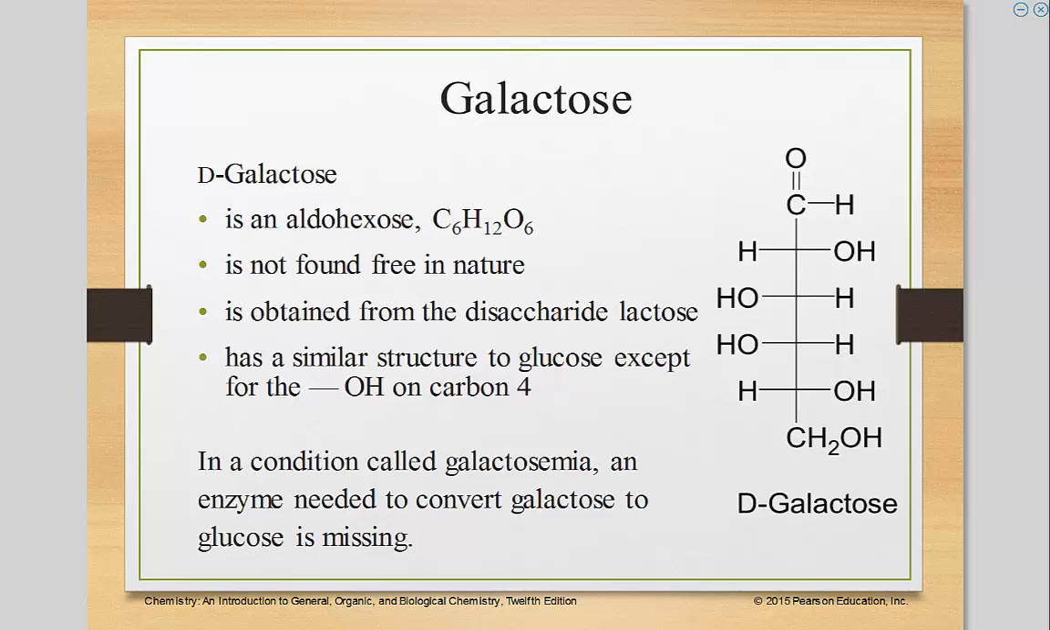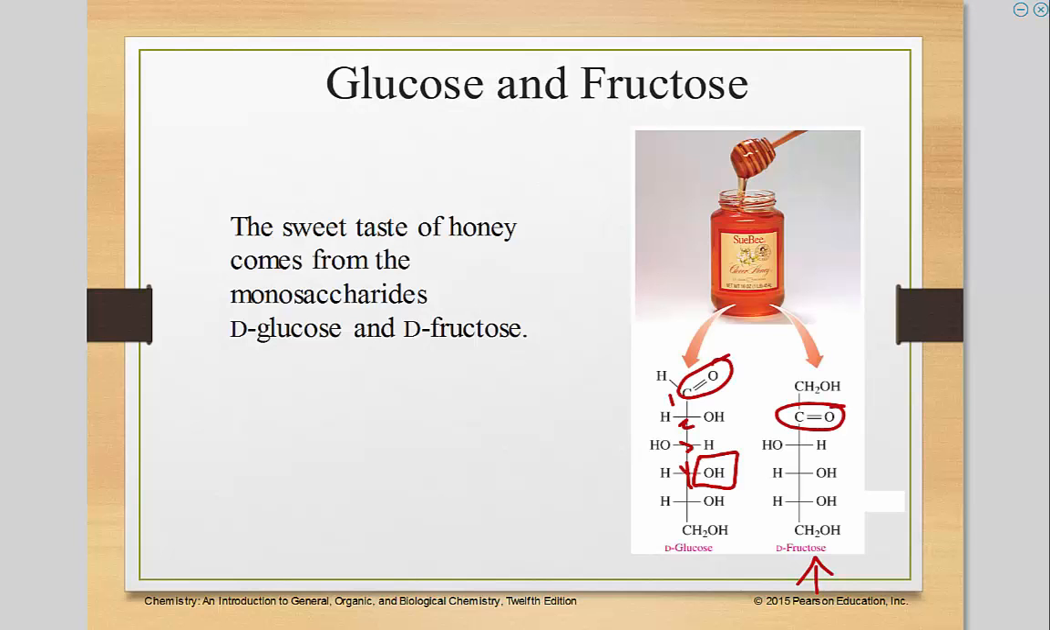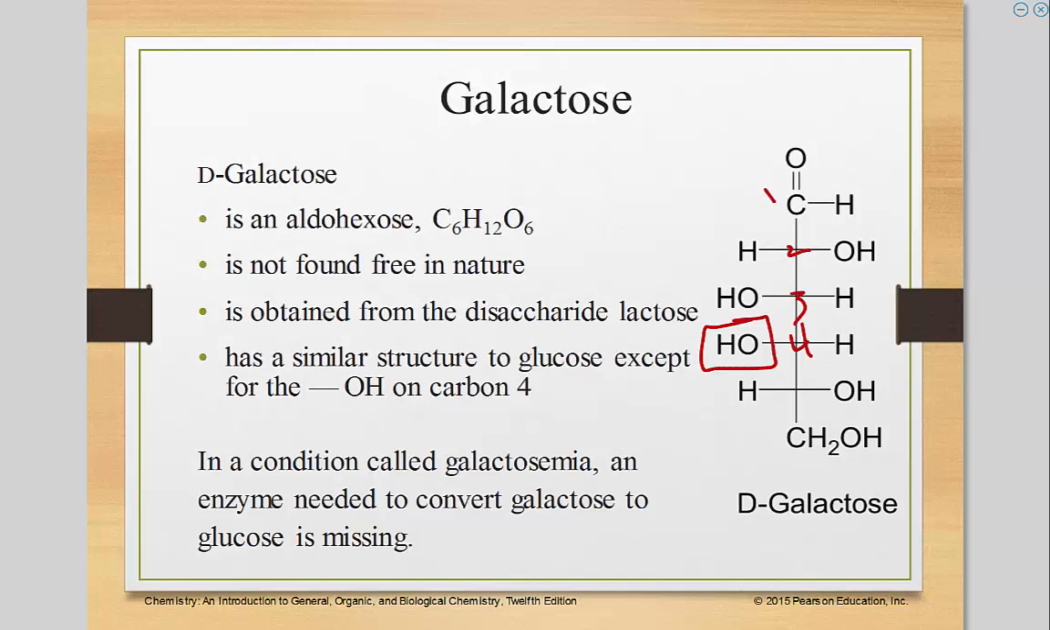Here it is. This is galactose. 1, 2, 3, 4. The OH is on the left here, whereas with glucose, it was on the right. That's how you know the difference between glucose and galactose, and that is genuinely the only difference. So that's a very special thing that you want to look for.